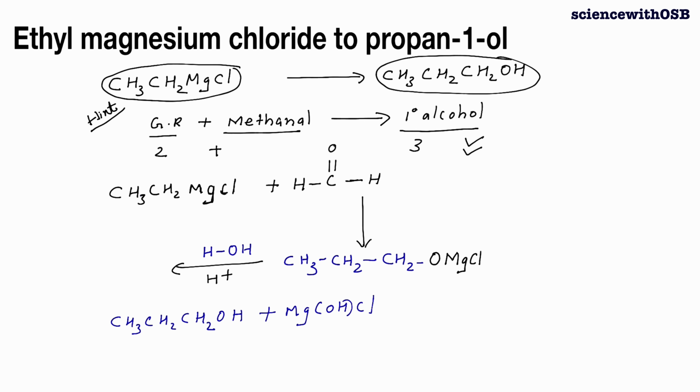So the reaction is like this. We start with ethyl magnesium chloride. We add methanal. We get an intermediate. Then we add water and we get the final product. What is the final product? Propan-1-ol.